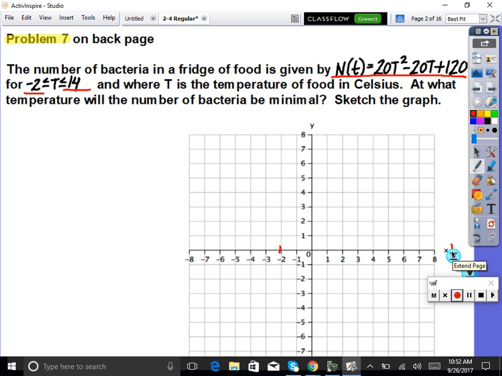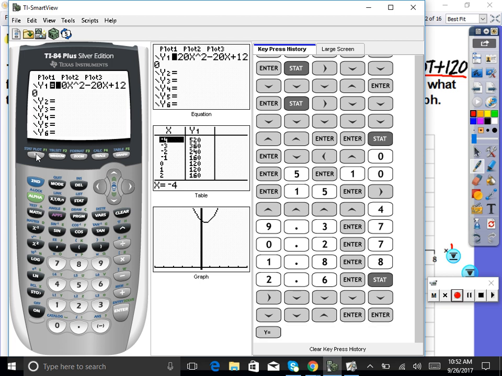Okay, now it says, at what temperature will the number of bacteria be minimal? Sketch the graph. So everybody, I'm not going to sketch the graph. I'm going to graph it on my graphing calculator and find the minimum, wouldn't I? Wouldn't the minimum be the minimal amount of bacteria? Now I want you to notice something. It's a quadratic. So isn't it going to look like this? So won't this point be the lowest amount of bacteria? Okay. Go to your calculator, type it in, go to y equals.